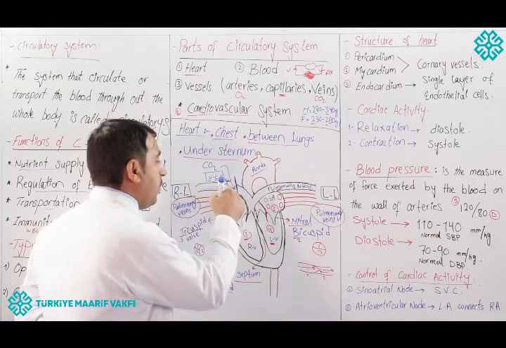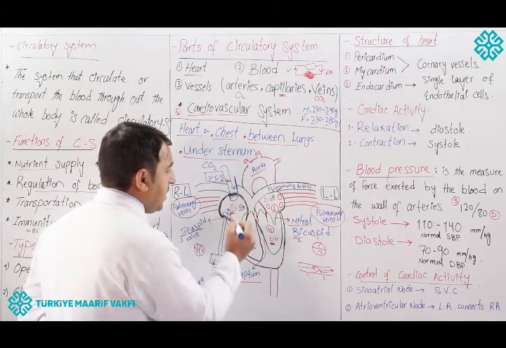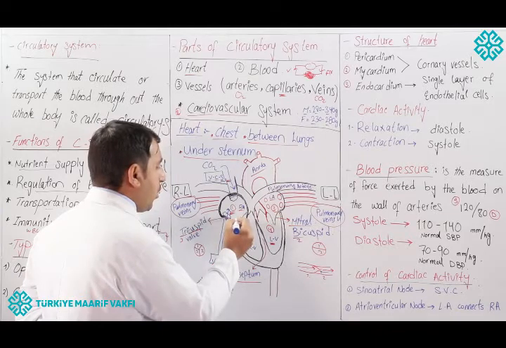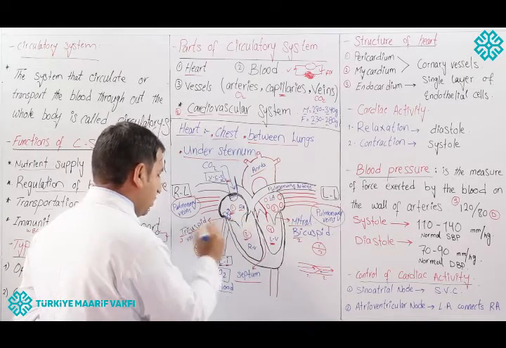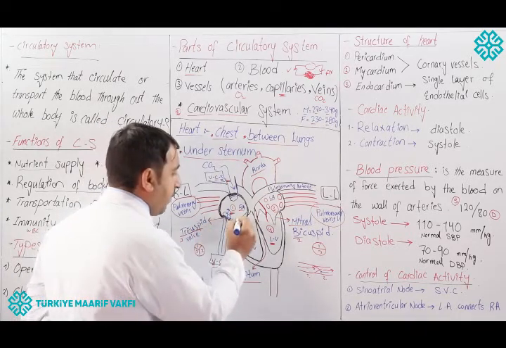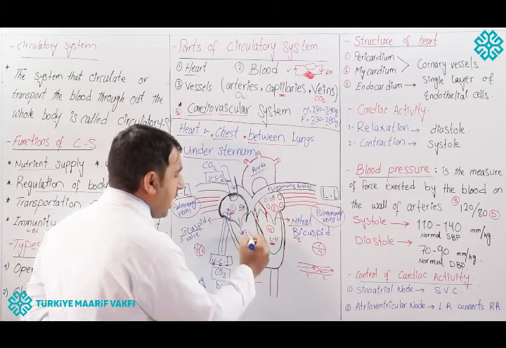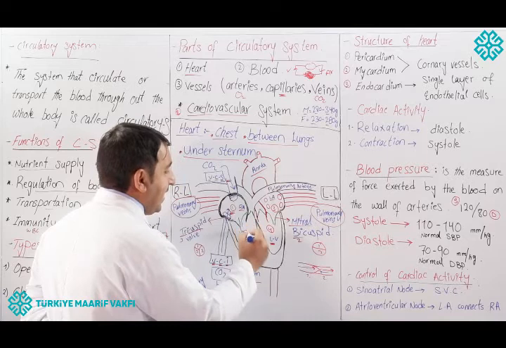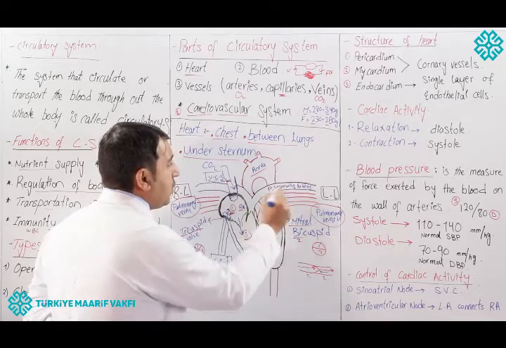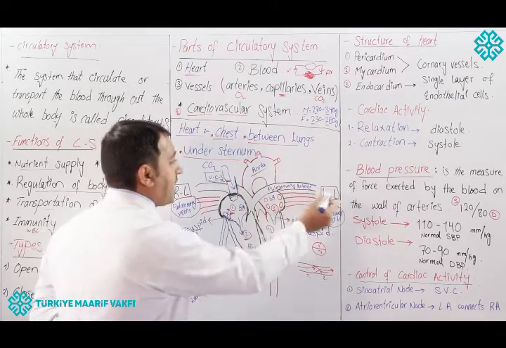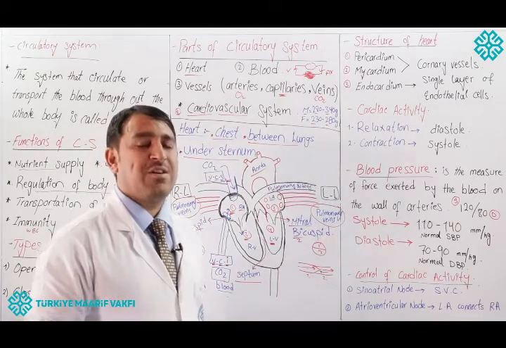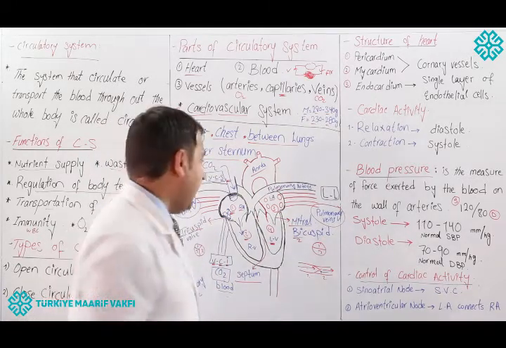Deoxygenated blood, with blue color, passes from which valve? The tricuspid valve, and it is coming to the right ventricle. After the right ventricle, the blood is going to where? To the lungs. For what? For oxygenation, to become clean.